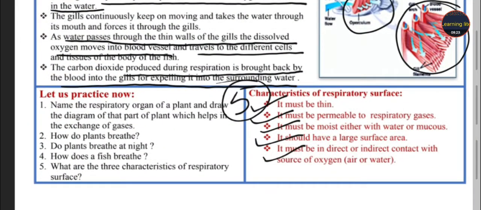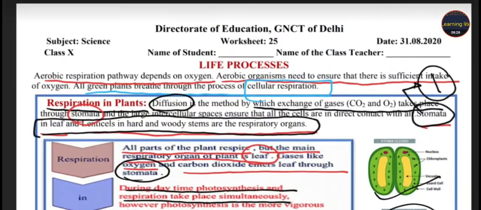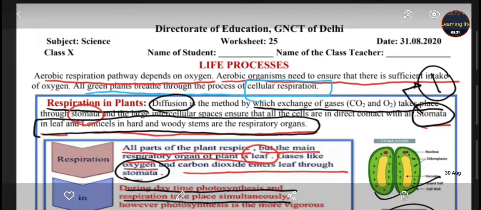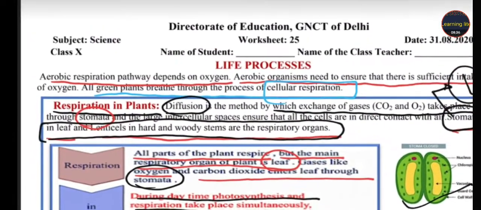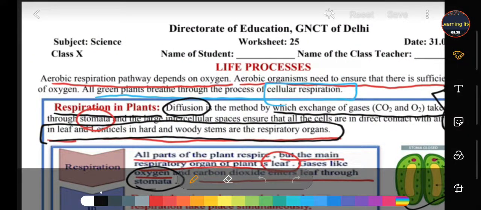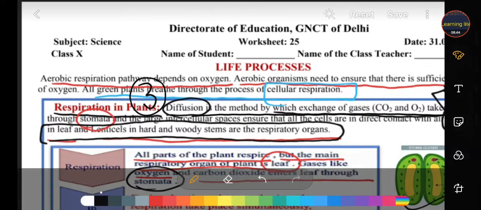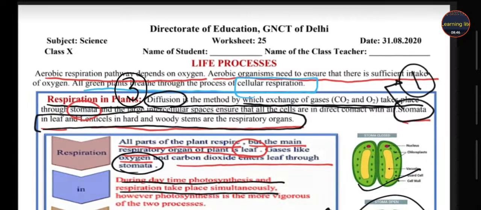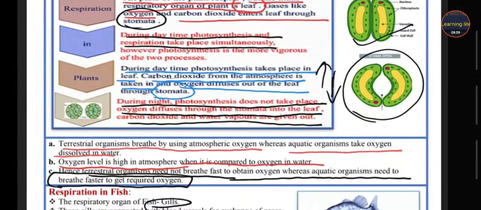Second question, how do plants breathe? So plants breathe by a process of diffusion. We discussed in the starting of the worksheet how plants breathe. Plants breathe by a process of diffusion. So you have to write from here. That is your answer number third. Diffusion is the method in which exchange of gases takes place through the stomata and large intercellular spaces in direct contact. So you have to write up to that, by diffusion. Okay, let's move to our third question.